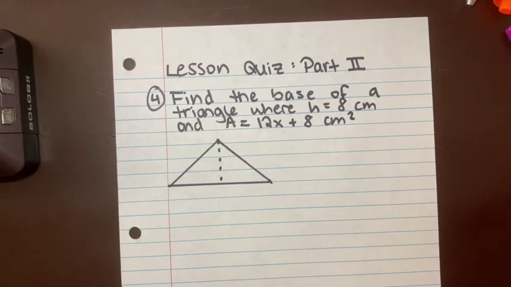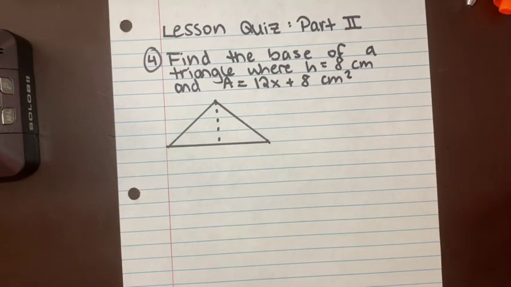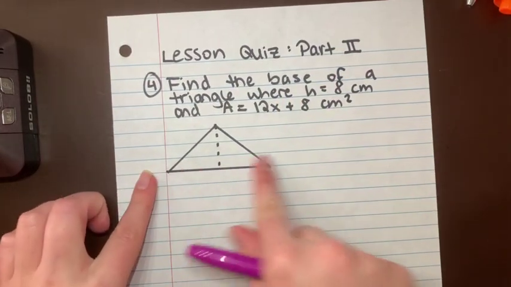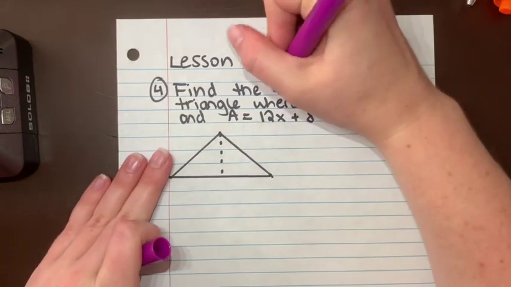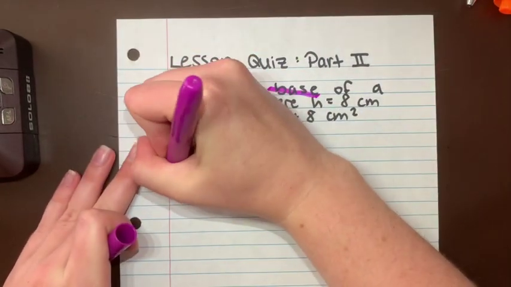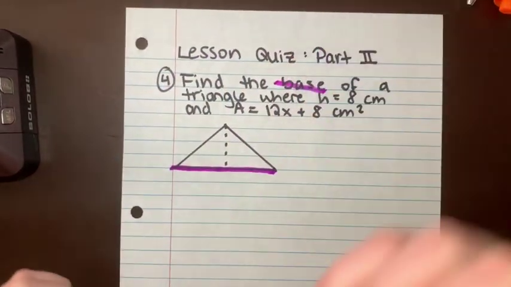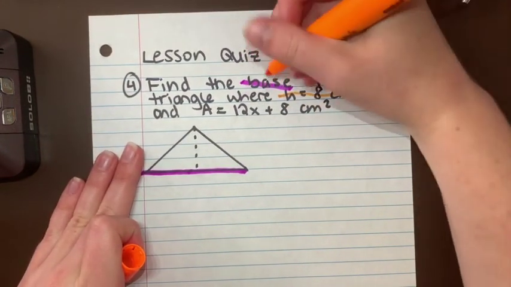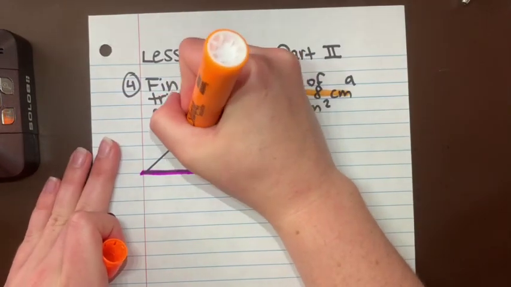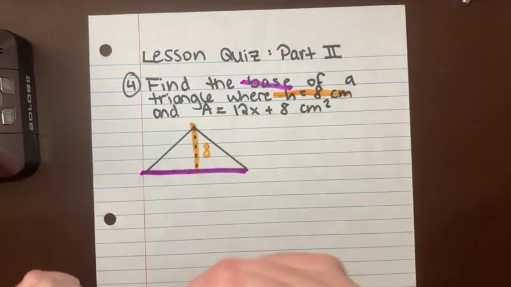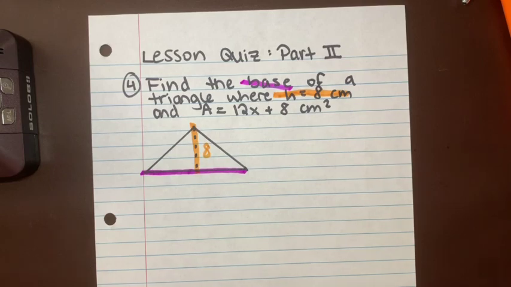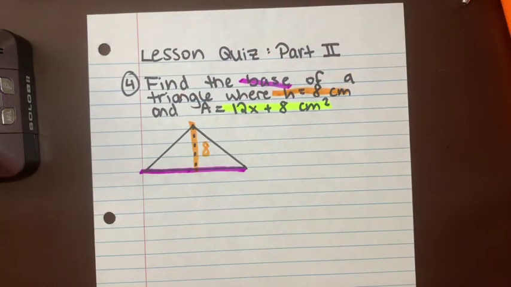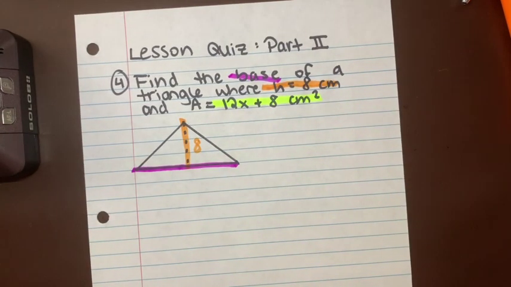Okay, so here's number 4, which comes obviously right after the last problem that we did, where I want to find the base of a triangle. So I just drew a random triangle here. So I want to find the base. I'm not finding the area, I'm actually solving for one of the sides here. And I know the height of this triangle is 8 centimeters, so this would be 8. And I know that my total area is 12x plus 8 centimeters. So again, we've got this x in here, but that's okay, we'll figure it out.